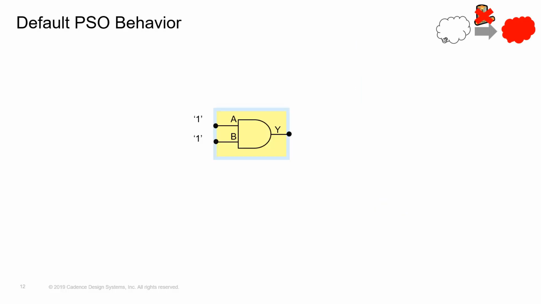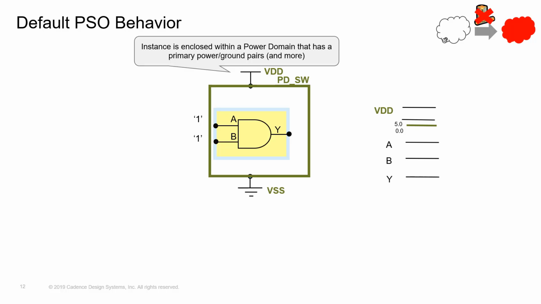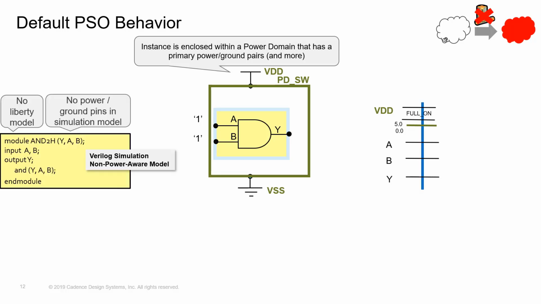Default PSO behavior. Imagine you've got a nice AND gate somewhere in your topology. At a point in time, you will have a power intent, and this instance will now be enclosed not from an RTL description, but from a low power description inside the power domain. This power domain will have power and ground pairs. Like here, it's a PDSW. You have VDD, you have VSS. It's working fine as soon as VDD and VSS are fully on. Your description, in my case, is very simple.